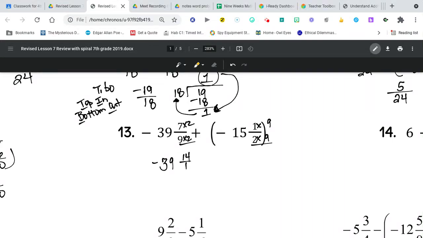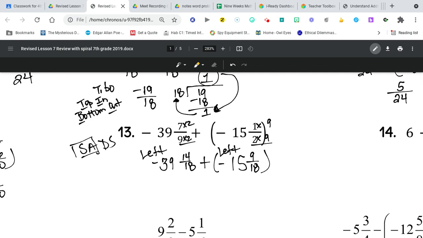All right, so that's going to give me 14 18ths plus negative 15 and 9 18ths. Okay, look at the whole number, negative 39. Look at the whole number, plus negative 15. Both of these are to the left. So these go in the same direction, so I'm going to add.